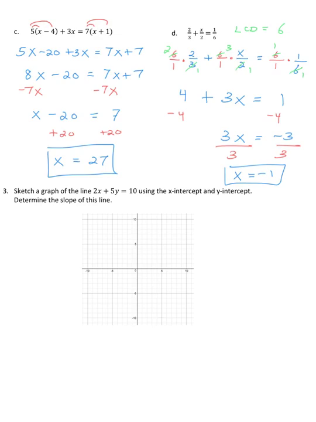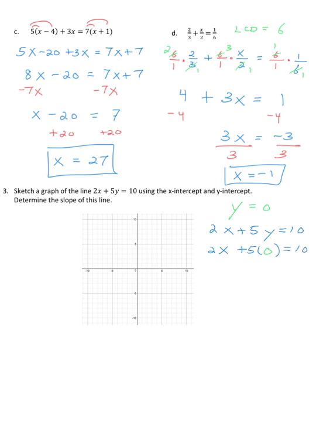For the next problem, I want to graph the line 2x plus 5y is equal to 10 by using an x and a y-intercept. Let's start by finding the x-intercept. That's where the line is on the x-axis. To do this, we're going to take y and let it equal 0 in the equation 2x plus 5y is equal to 10. So nothing happens to 2x, but in place of y, we put in 0.